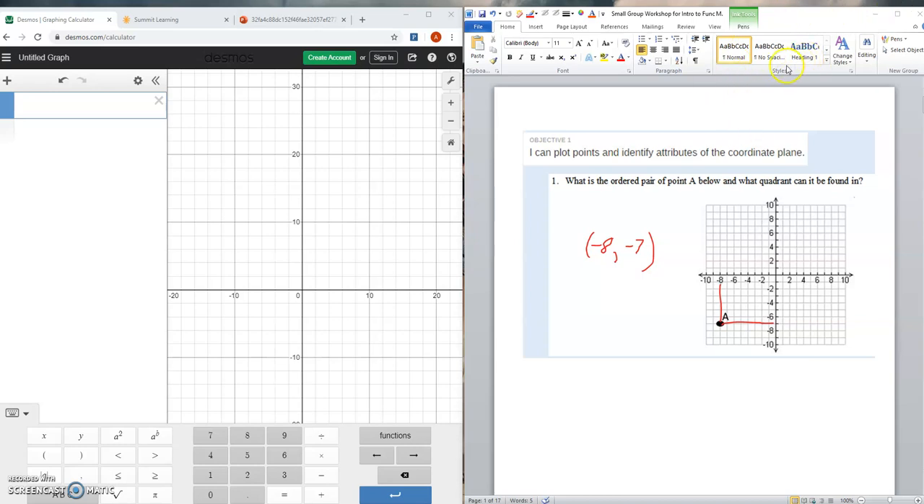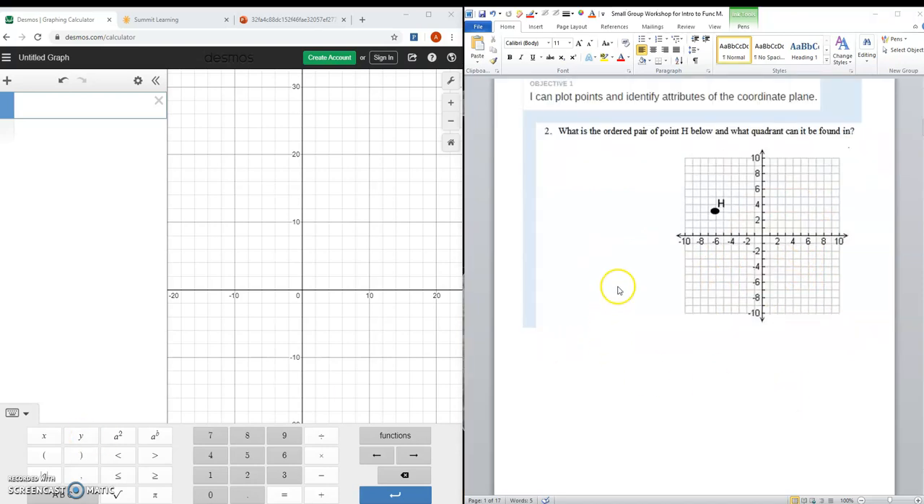Now we're going to identify the quadrant. This is quadrant 1, quadrant 2, represented by Roman numerals, quadrant 3, and quadrant 4, which is IV. It goes like a letter C, this way. So again, quadrant 1, quadrant 2, quadrant 3, and quadrant 4.